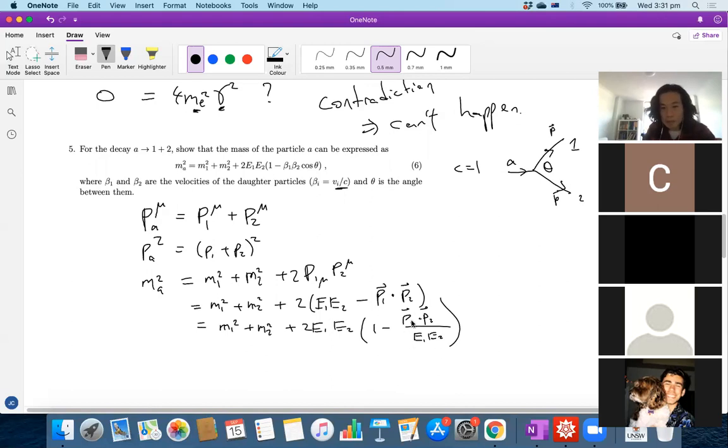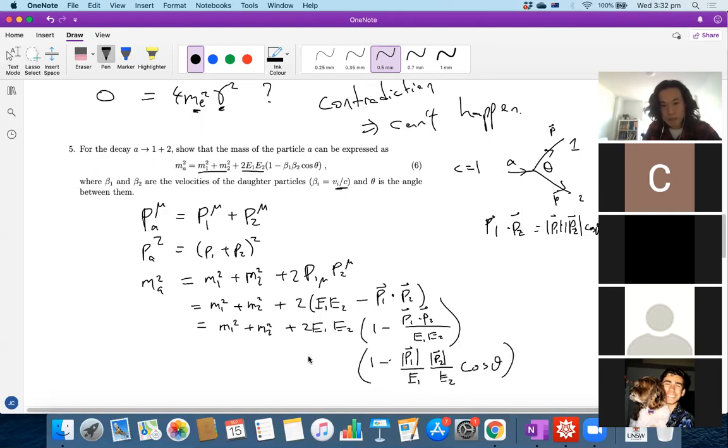Now let's just look at this term, P_1 dot P_2 divided by E_1 E_2. That's the only thing we have to massage. The rest of it is all there. We got the energy, we got the masses. The 3-momenta here are just 2 vectors that have the angle theta between them. So P_1 dot P_2 is just equal to the magnitude of P_1 times the magnitude of P_2 times cos theta. So this term just becomes 1 minus P_1 on E_1, P_2 on E_2, times cos theta, the angle between them. And everything else is the same.